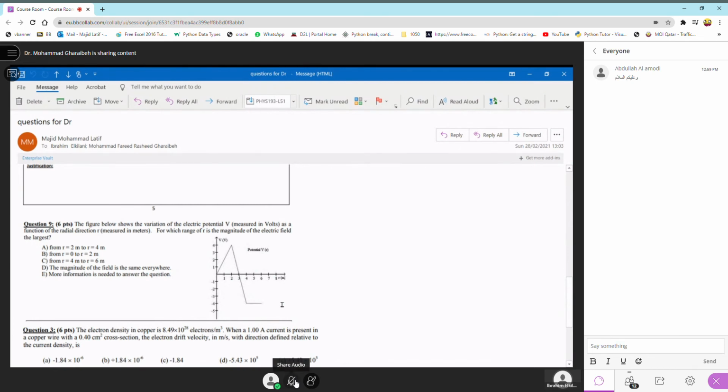Then it's rise over run. From 4 to 6, it is 0, because there's no variation in the voltage. From 2 to 4 is the maximum. So the answer is A. He's asking about magnitude.